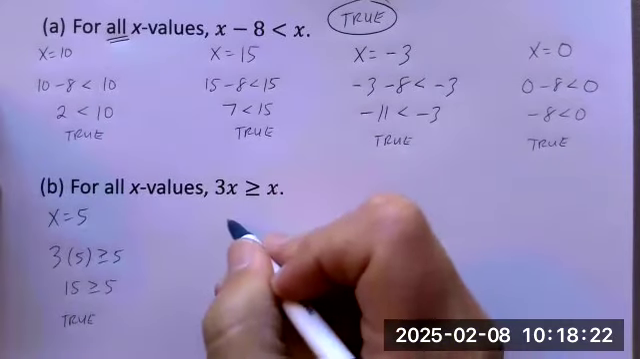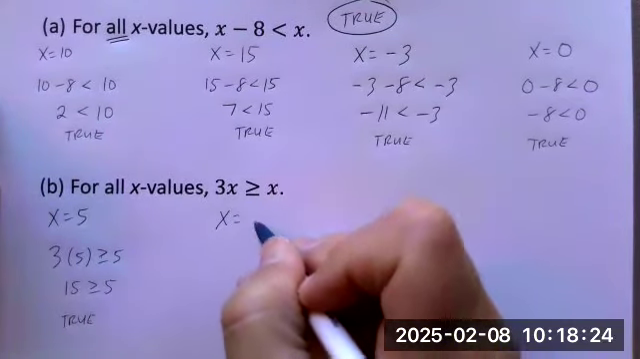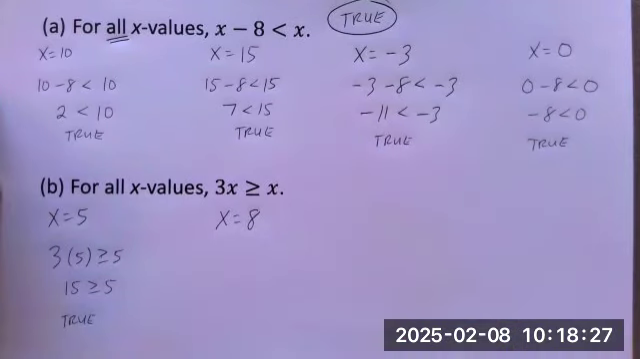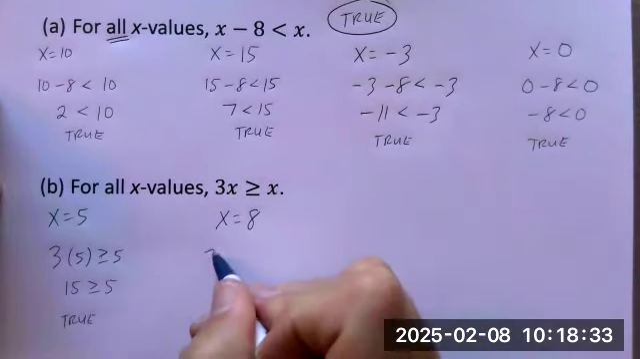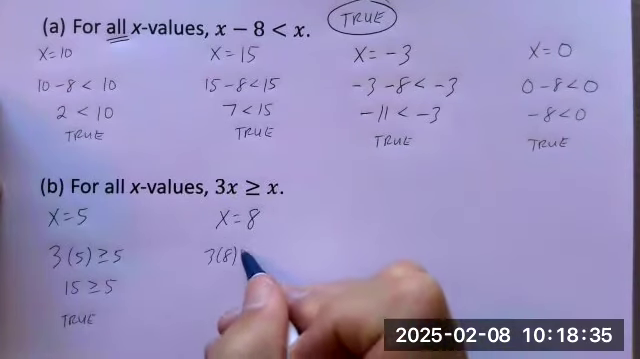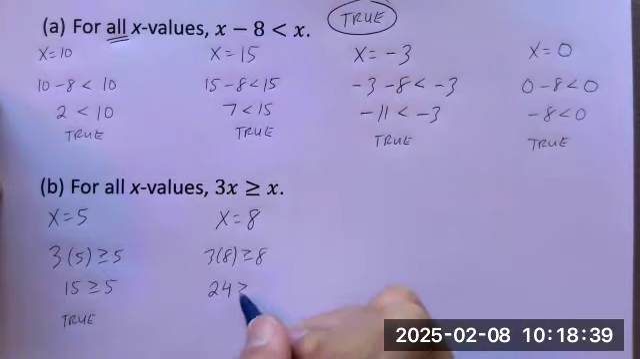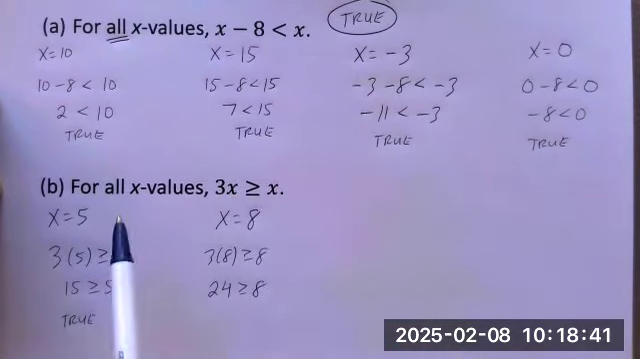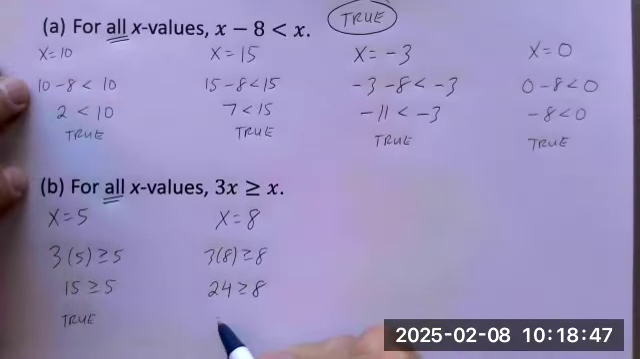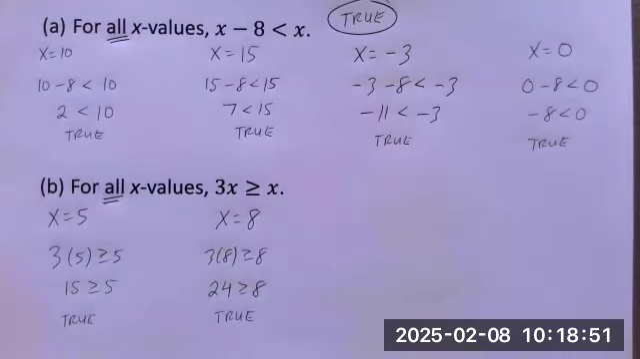Pick another one. Pick, say, 8. Just made that up, right? Pick a random x value and plug it in both of those spots and see what happens. Is it true or is it false? Remember, if you can find just one where it doesn't work, then we've proved it false because this statement says it has to work for all x values. Is 24 greater than or equal to 8? Yes, it is. That is a true statement.